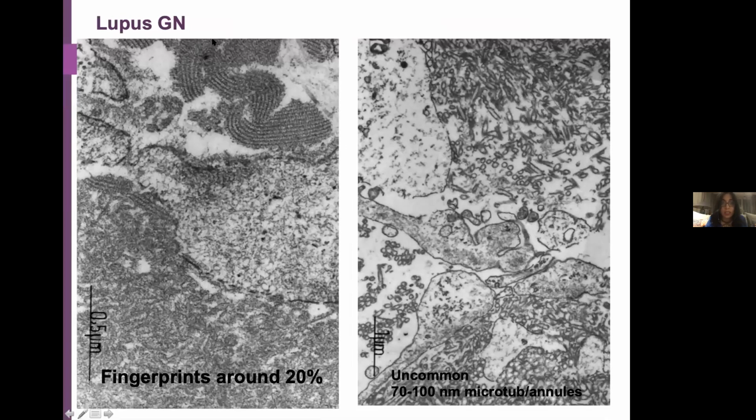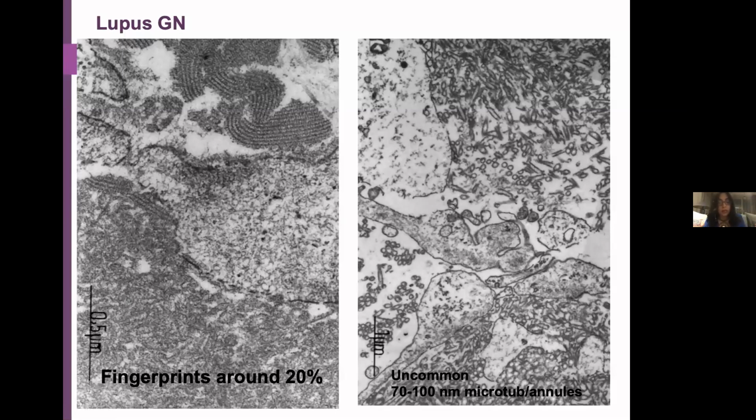This is what's known as fingerprints of lupus glomerulonephritis. Again, microtubular structures, organized deposits, which can be found in almost all areas of the glomeruli. Let me tell you that fingerprints in lupus are present in only around 20% of patients. So it's nice when you find it, but it's not a criteria for diagnosis.